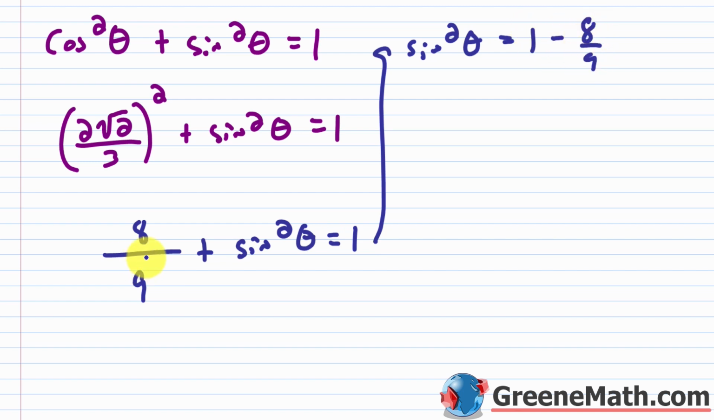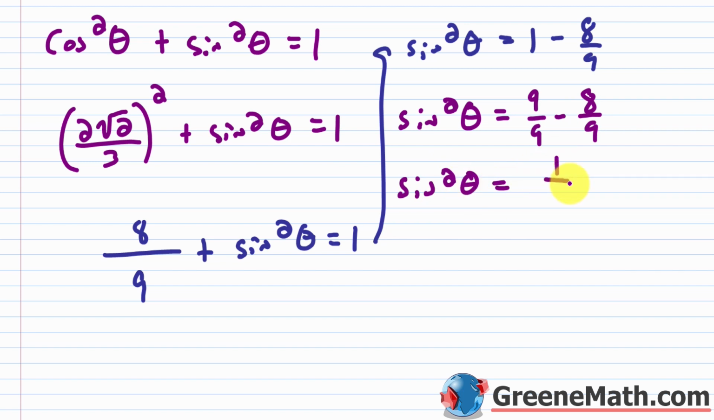Again, all I did was subtract it from both sides of the equation. And so now what I have is sine squared theta is equal to, if I write this as 9 over 9 so I have a common denominator, and then I subtract away this 8/9, the right-hand side is going to be 1/9. So sine squared theta is equal to 1/9.